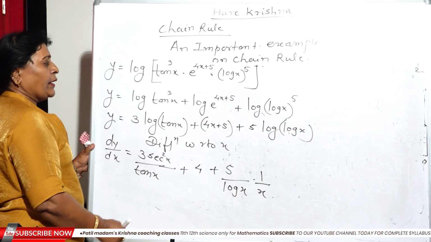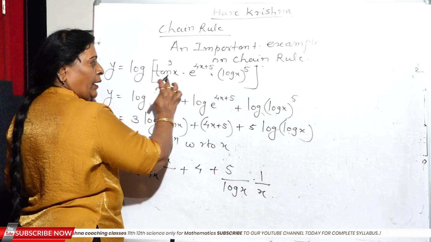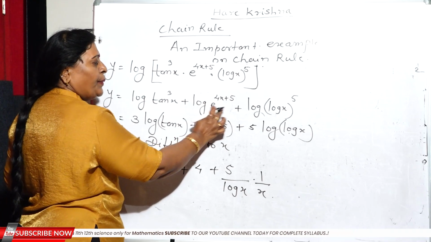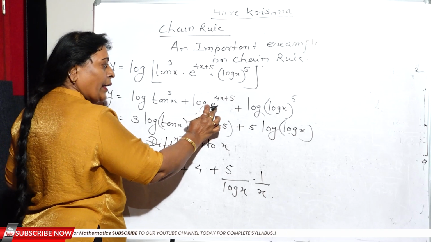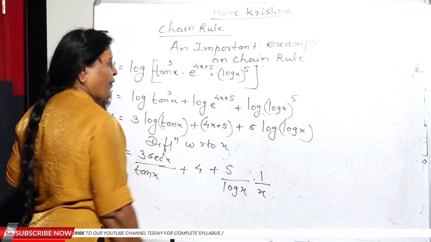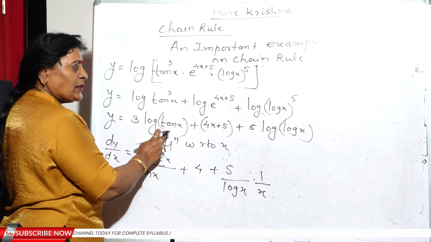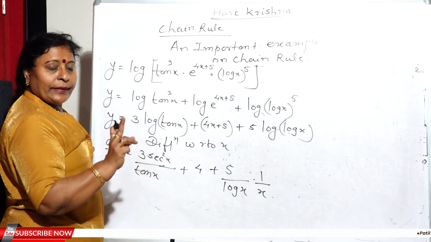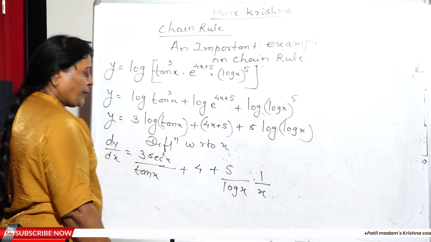Now again I will take the fifth one. Say, this is a, b and c. Log ABC means log of a plus log of b plus log of c, means log of tan cube x plus log of e raised to 4x plus 5 plus log of log x to the power 5. Now this power is multiplied here, 3 log of tan x, 4x plus 5 into log e, but the value of log e is 1. Again 5 is multiplied here, log of log x, isn't it?